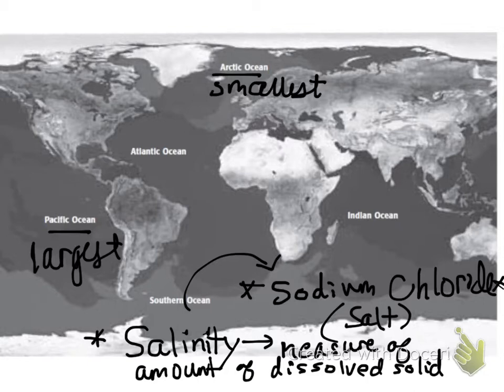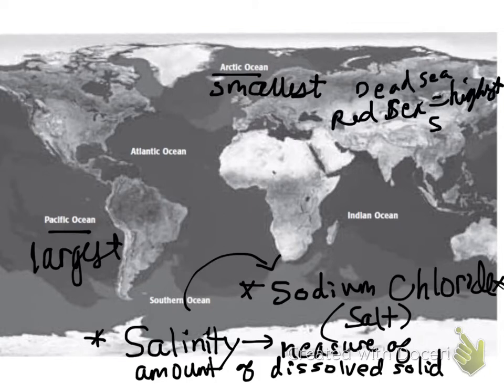Recall also that we talked about how the Red Sea is one of the highest places, and the Dead Sea too. The Dead Sea and Red Sea have the highest salinity levels, because they're hot there, right? And so the greater the temperature, the more the water is going to evaporate. That leaves behind a lot of salt.